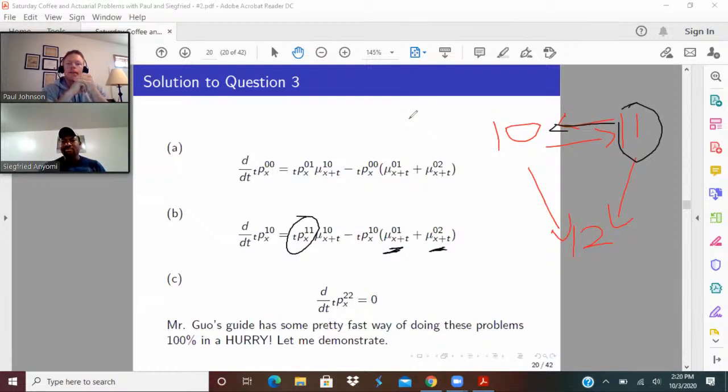The way you can think of this is that first component that Siegfried circled, the tP_x^11, it's like you're staying in state 1, staying in state 1, staying in state 1, then boom, you have that force of transition from 1 to 0, which is kind of what our goal was. We're trying to capture that piece, and then we're subtracting out the piece of, well, if I went to state 1 or to state 2, we don't want that, so we're subtracting that out, and that's how we're calculating this change in probability. Just a little side commentary.